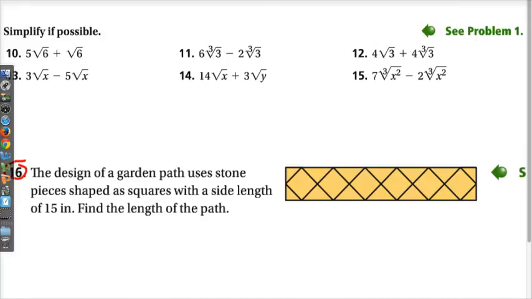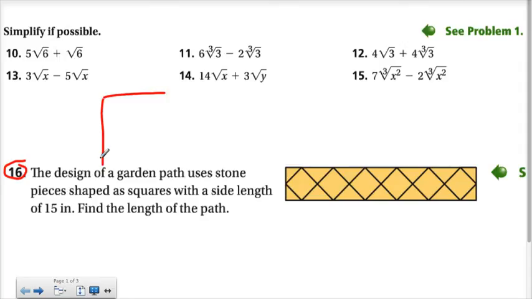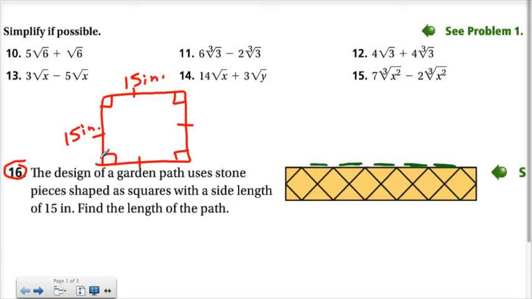Number 16 says the design of a garden path uses stone pieces shaped as squares, and we can see them over there, but I want to draw a little square here, in case you're struggling with this one. These are shaped as squares with a side length of 15 inches, so we have 15 on each one of these. I notice that what's going on here for these side lengths is really the diagonal of this figure. And they want us to find the length of the path. So to do that, I'm going to need to know how much that diagonal is.